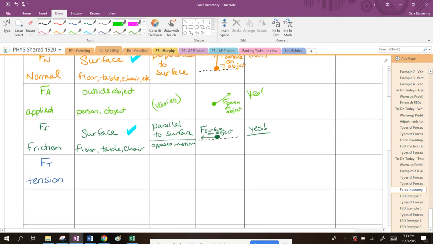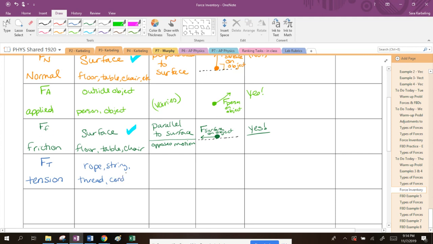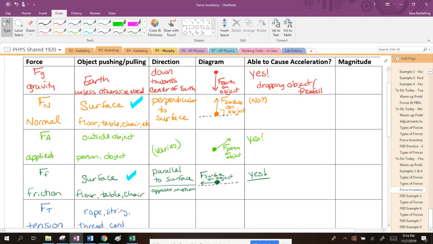The big thing that we know is if we ever see a rope or a string or a thread or anything like that, we're talking about tension. So we'll write all those down: a rope or a string or a thread, a cord, you get the idea. Any of those kinds of long things like that can potentially cause a tension force.